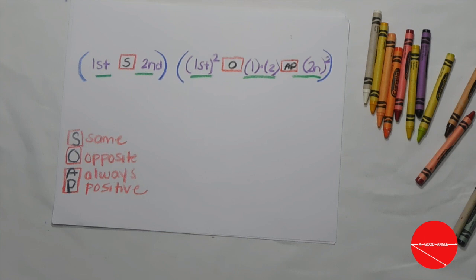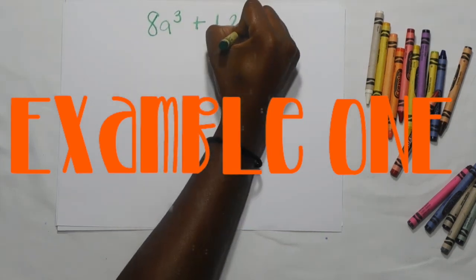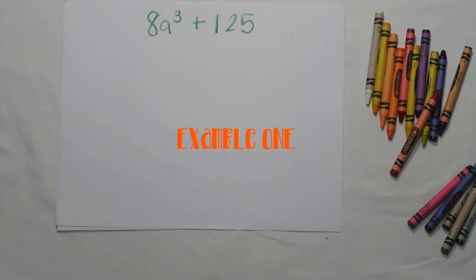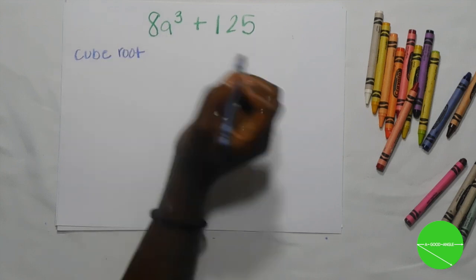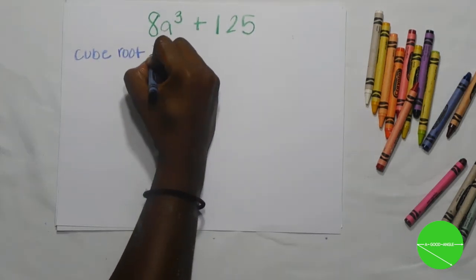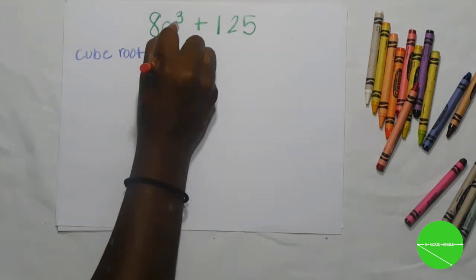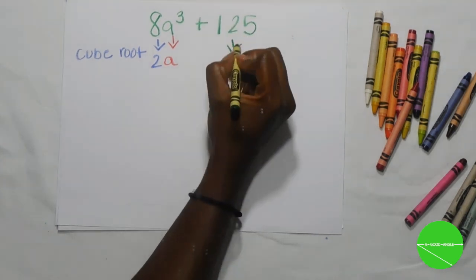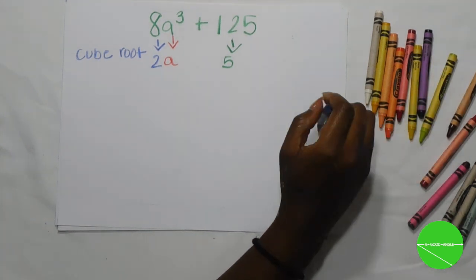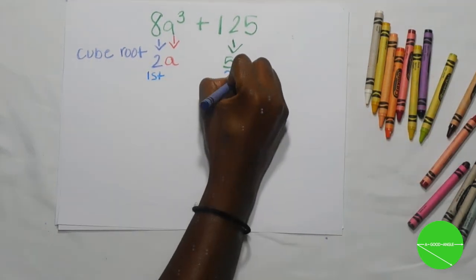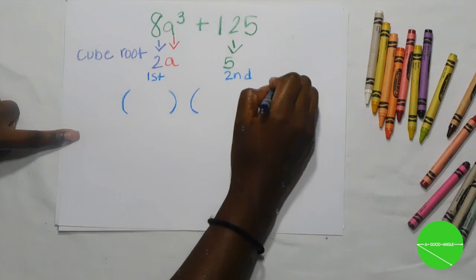I'll do some examples now. Our problem is 8a cubed plus 125. So 8 is a perfect cube, and 125 is a perfect cube. Find the cube roots first. The cube root of 8 is 2, because 2 cubed equals 8. The cube root of a cubed is just a. And the cube root of 125 is 5, because 5 cubed equals 125. So we're going to label the first one and the second one from the little song, remember? First one is 2a, second one is just 5.